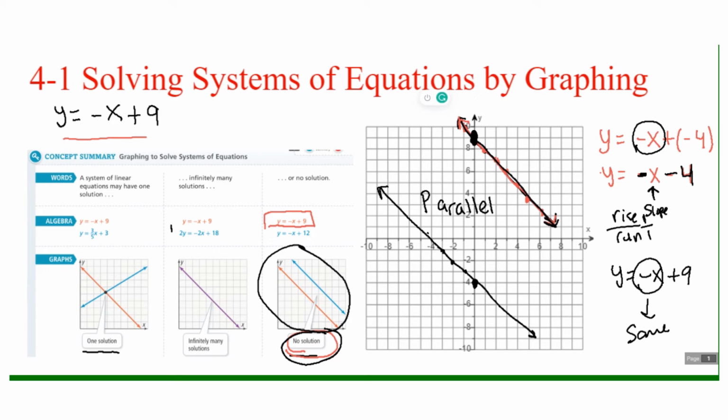So when we have the same slope but different y-intercepts, the lines will never run into each other, which means they're not going to have any solutions. No solutions, because the lines are parallel. Okay, so we're going to look at a couple of examples.